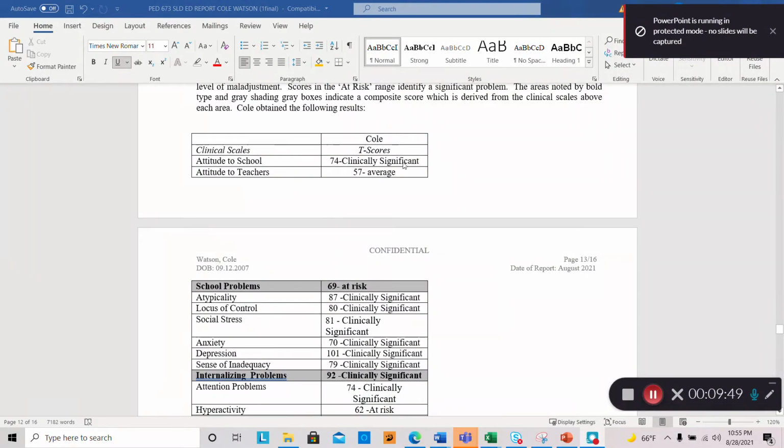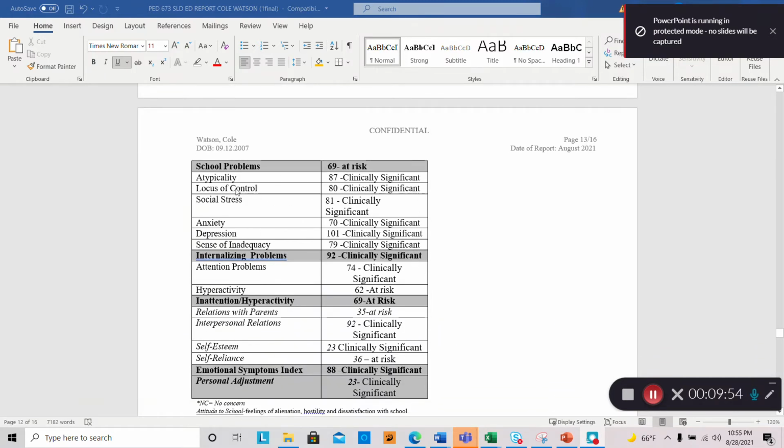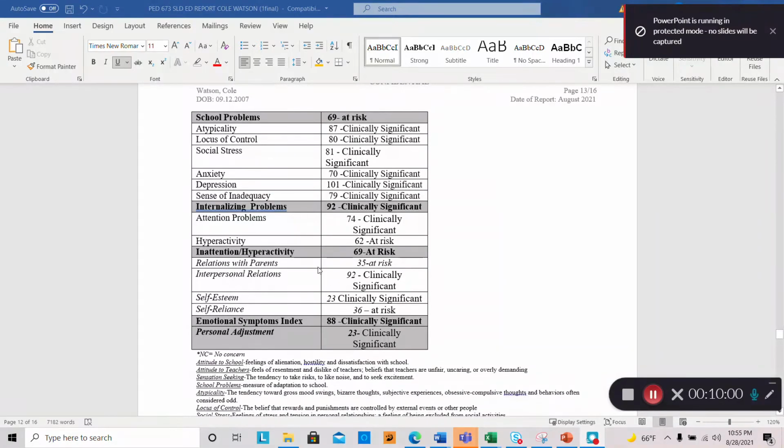Attitude in school, clinically significant. As we can see here again, locus of control, self-stress, anxiety, depression, internalized problems. These are all consistent from your rating scale and the teacher's rating scale, that Cole is just not measuring up to his same peer age group when it comes to these type of things.